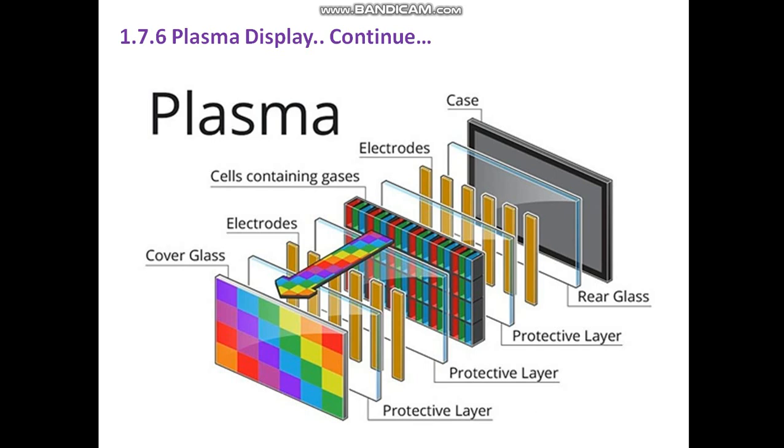Then the second one is these independent cells are made to glow by placing the firing voltage of about 120 volts across it by means of the electrodes. Means we apply the voltage on it, and it emits a light.